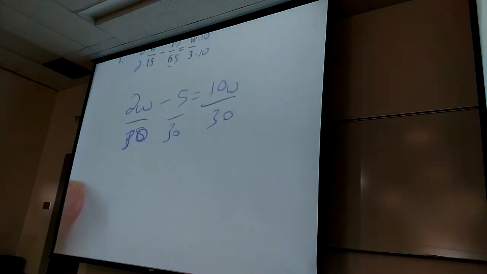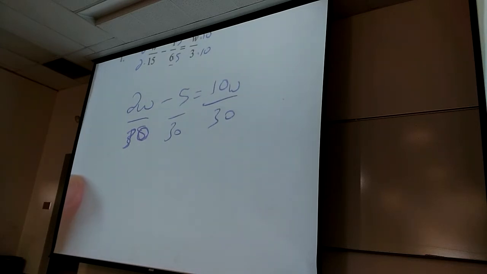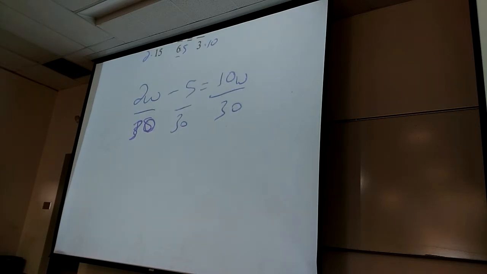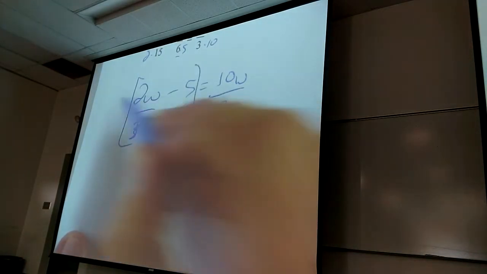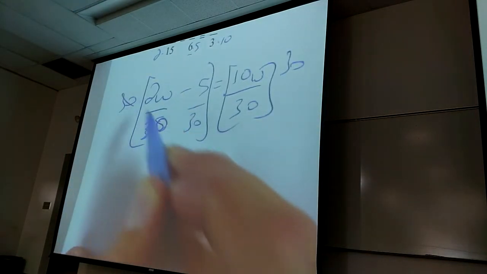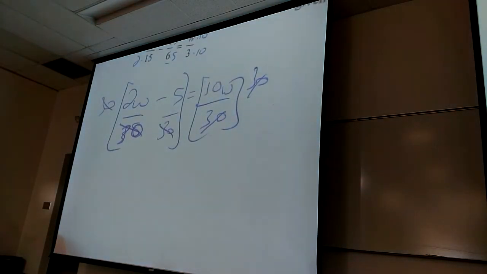It's just kind of like second nature for me to not even write the 30, because what's the next thing we do? Once we get everybody being divided by 30, when everybody's divided by 30, we do what to both sides? Multiply by 30. Because then that kills all the 30s. Does this sound familiar at all?